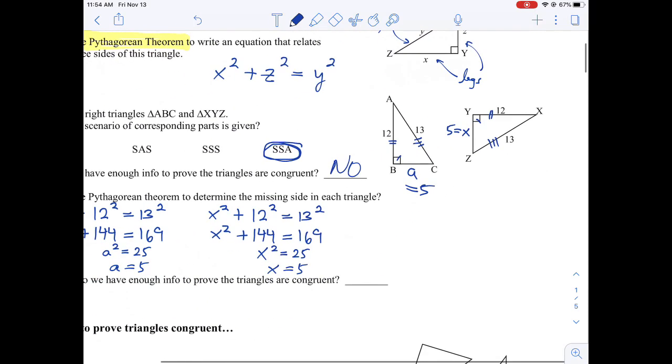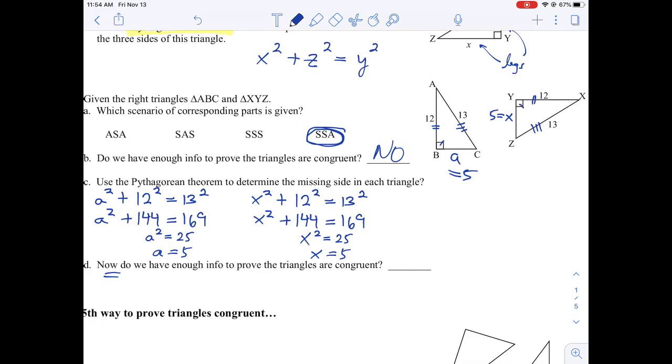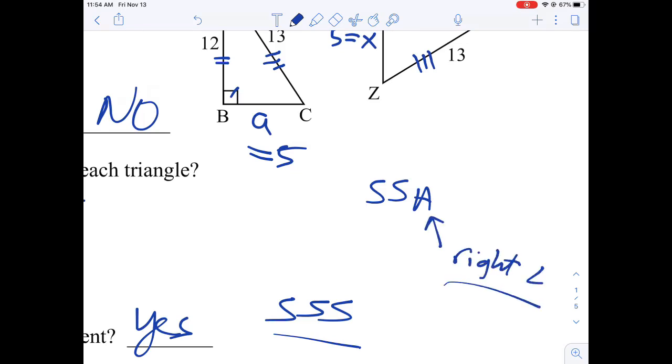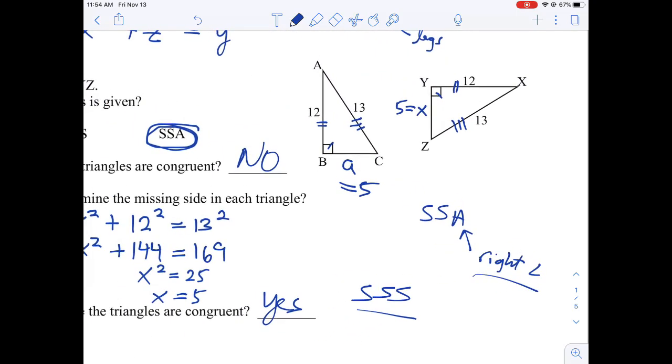So now it asks, do we have enough information to prove that they're congruent? And the answer would be yes, because of side-side-side, because the Pythagorean theorem got us the third side. So what that really means is that SSA, this thing that we thought up until now wouldn't work, only works if that angle is a right angle. So in the case that it's a right angle, then SSA does actually work.